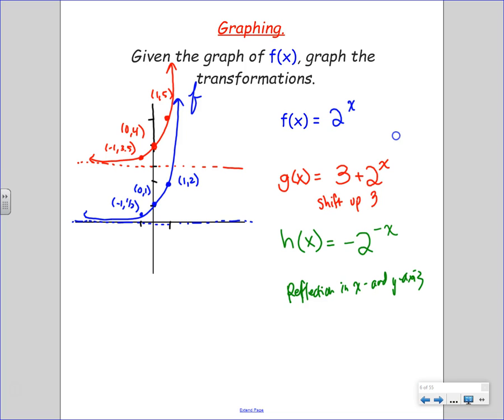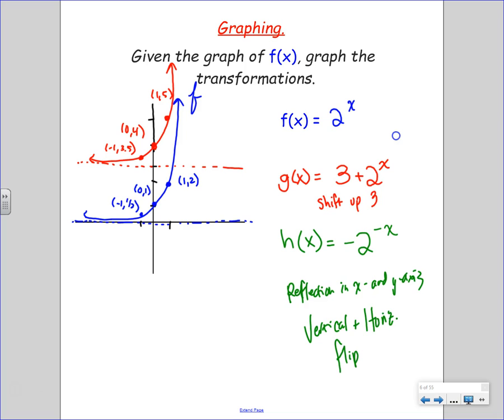However, what's the simple way of saying it? Flipped up and down, vertical flip. Good. I don't know about you guys, but that just makes more sense in my mind. But it's good to have the terminology.